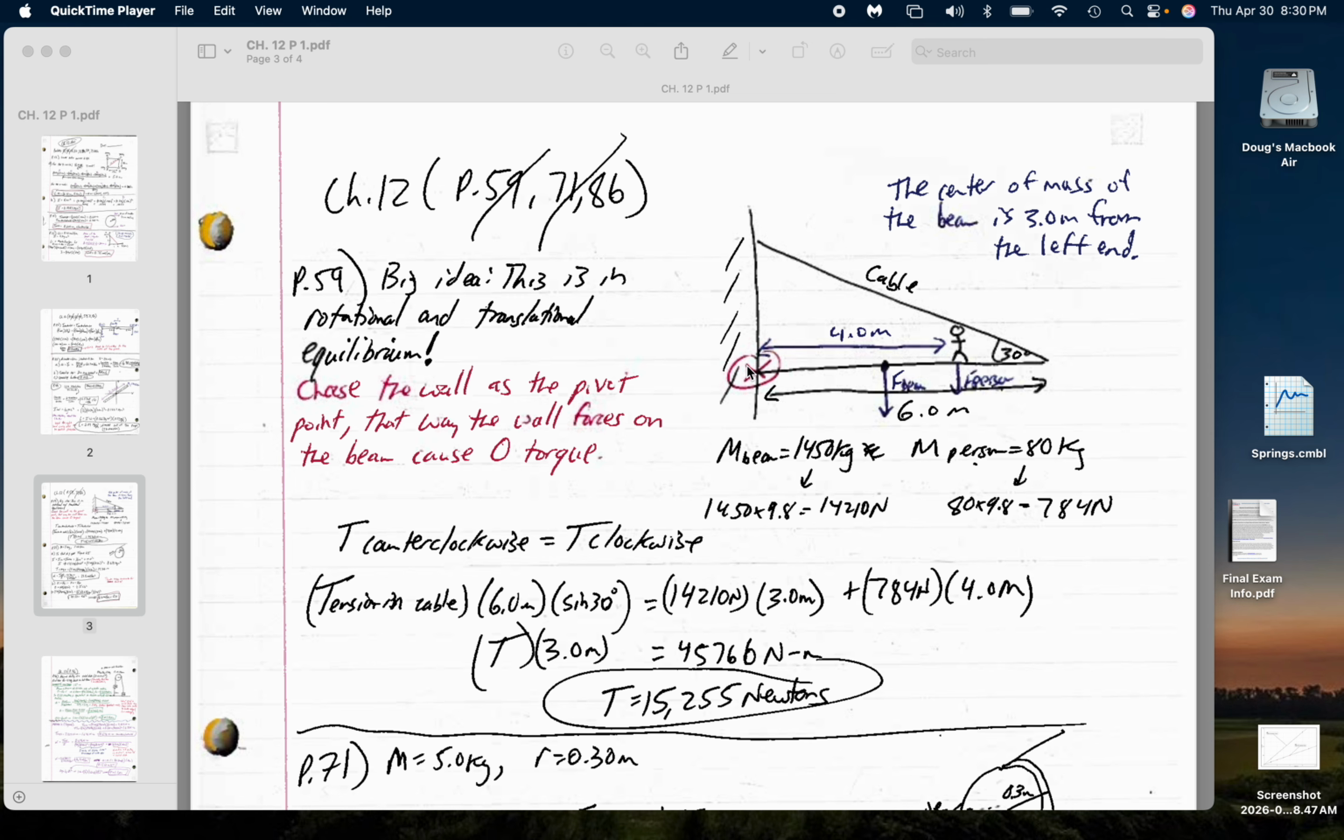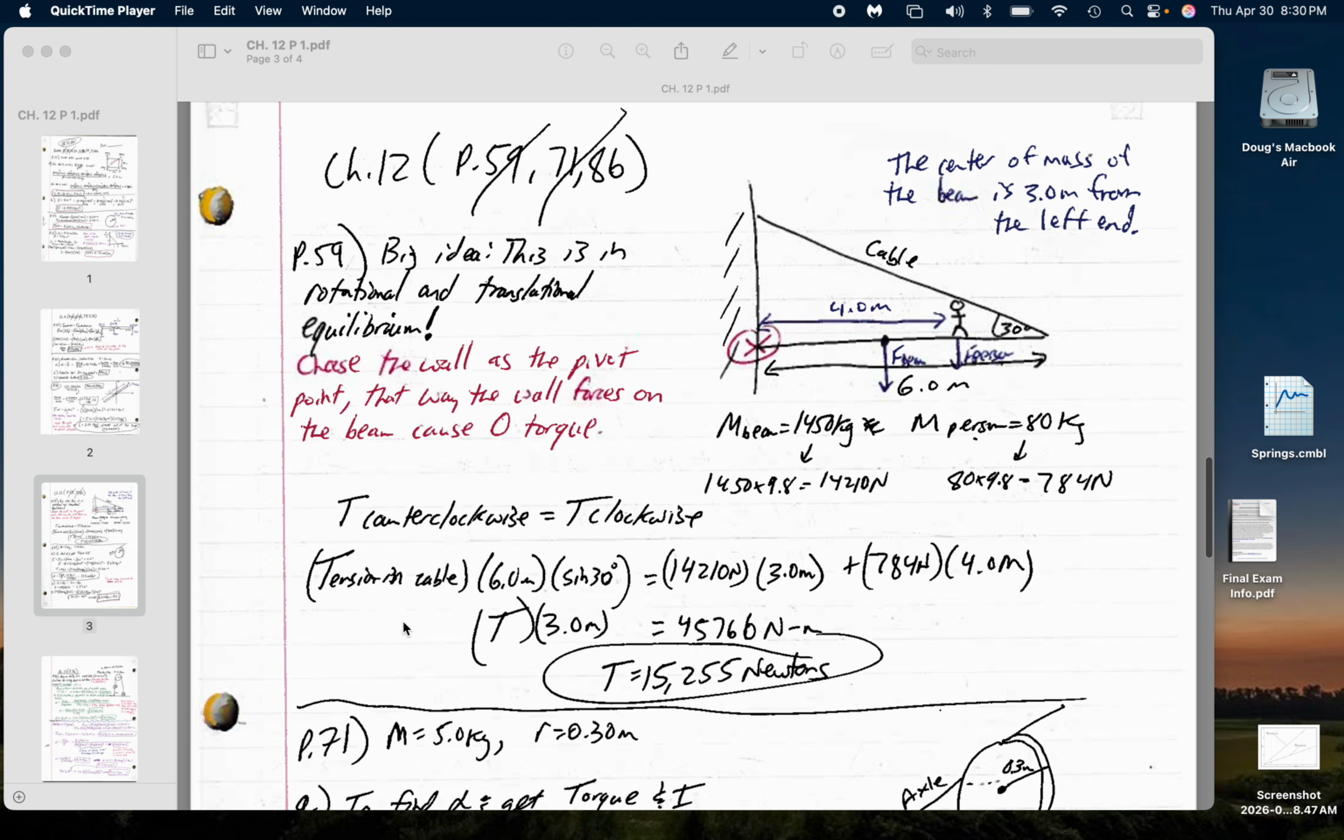I'm choosing my fulcrum as the wall, because the wall has a force acting on this, similar to an example I did in class, but it is an unknown force. So if we put the fulcrum there, then we can ignore it when solving this problem. So I'm going to have torque counterclockwise equals torque clockwise. The mass of the beam is 1,450 kilograms. The mass of the person is 80 kilograms. Multiply both of those by 9.8 to get their weights in newtons.